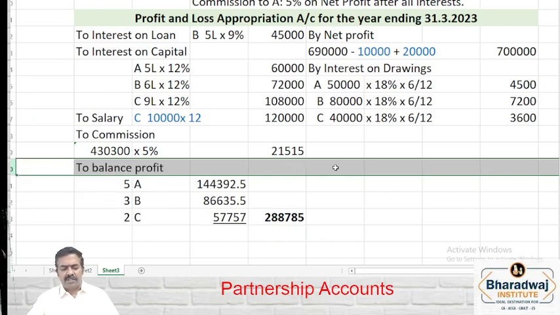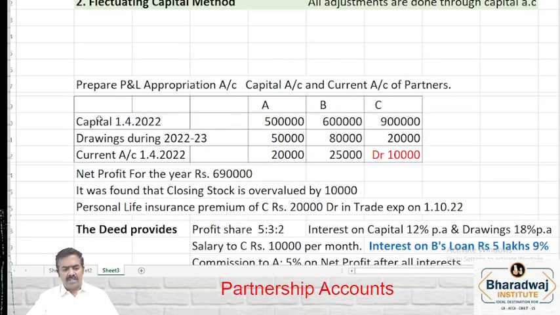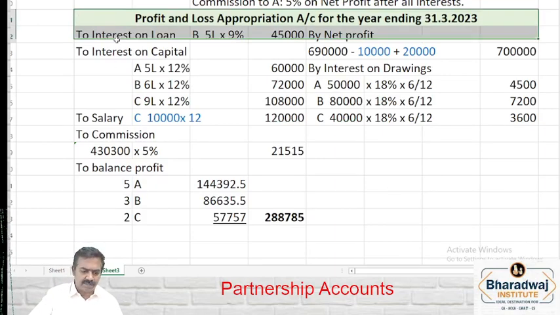Then we have to prepare which account? Whether we have to prepare a capital account depends on whether capital changed. The question gives the capital level: what is the capital? 5 lakh, 6 lakhs, 9 lakhs. Did any partner bring in money or take away money? No. So no need to prepare a capital account. We have to prepare the current account. First take up this.